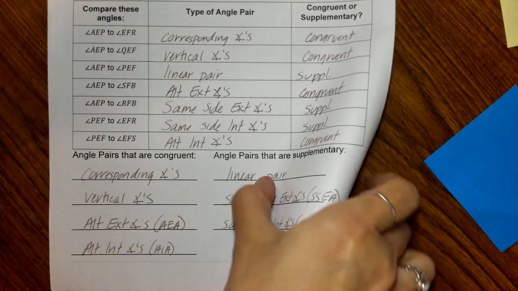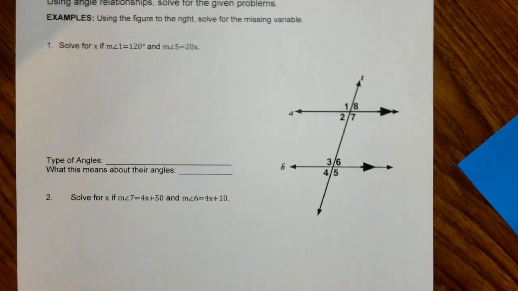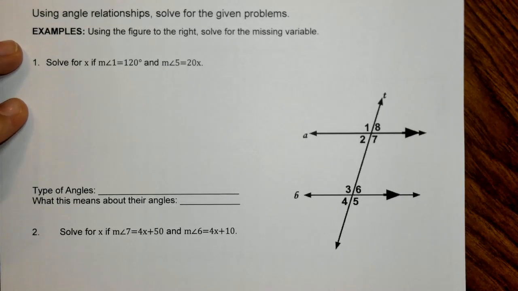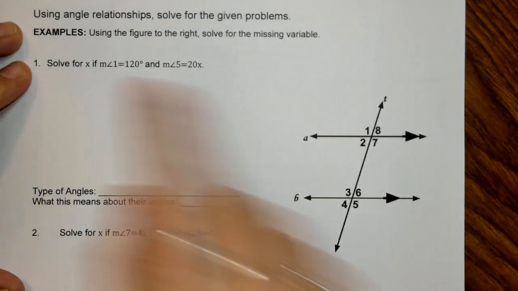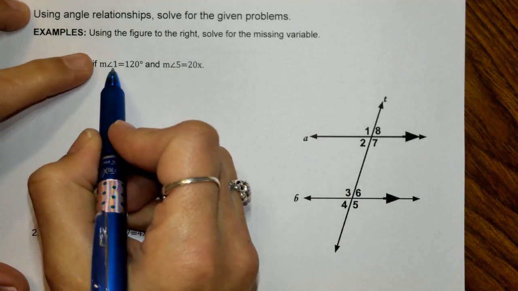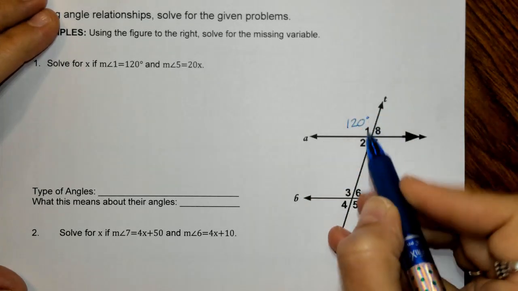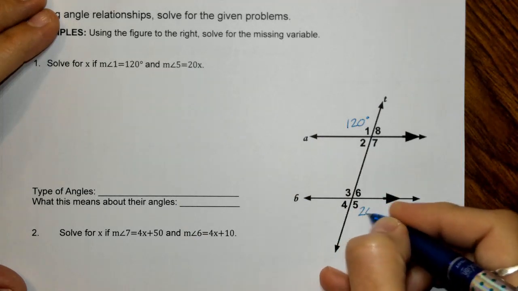Again, what's going to happen is we're going to identify what kind of angle pair we have and what that means about their measurements, and then we're going to solve. I will be pausing once we have the equation set up. You will need to pause and solve on your own. So we're going to use this diagram for all 3 of these. We're going to be looking at if the measure of angle 1 is 120, so over here we're going to have to do some erasing, okay? Measure angle 1 is 20. The measure of angle 5 over here is 20x.